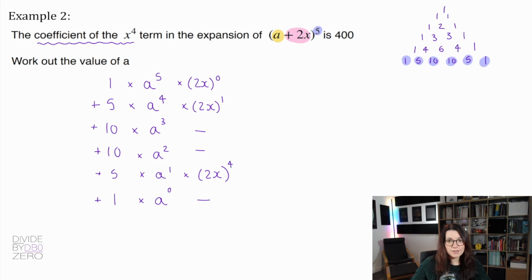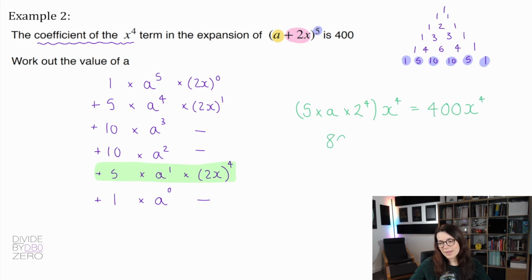Therefore, we don't actually need to fill in the details of all the other parts. We can just focus on that one line because that's the one we're interested in. And if we focus on that one line, we've got 5 times a times 2^4. All of that would be in front of the x^4. And according to the question, that's equal to 400x^4. If we tidy this up, that's 80a x^4 equals 400x^4. Therefore, 80a equals 400, and that means a equals 5.